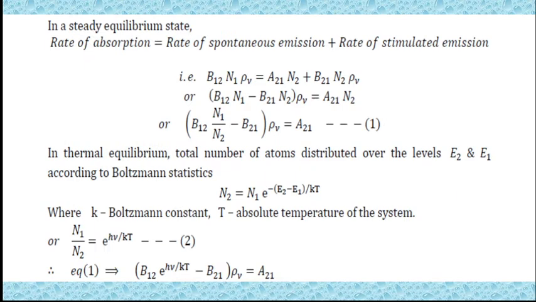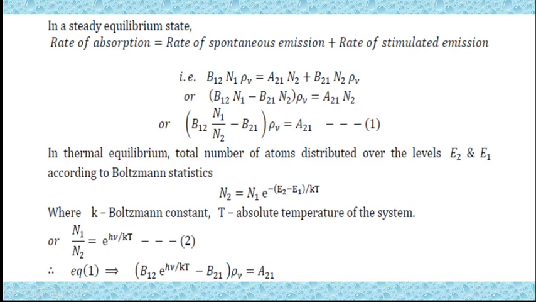Now, in steady state equilibrium, rate of absorption will be equal to rate of emission, that is spontaneous, plus rate of stimulated emission. That is B12 N1 rho nu is equal to A21 N2 plus B21 N2 rho nu. Shifting this rho nu term to the left and taking rho nu as common, we get B12 N1 minus B21 N2 into rho nu equals A21 N2.